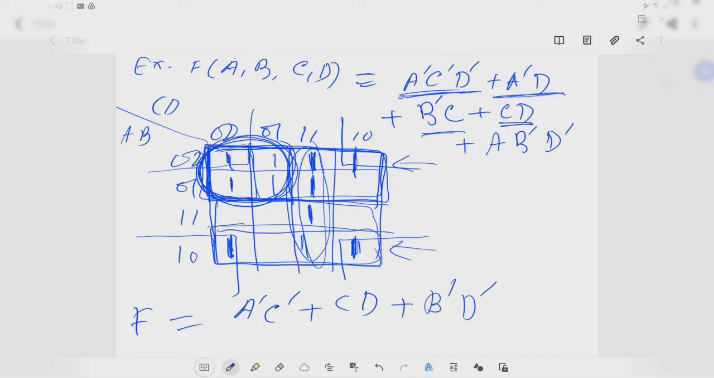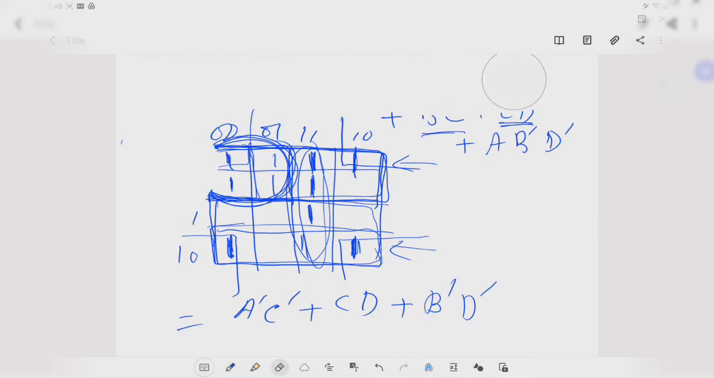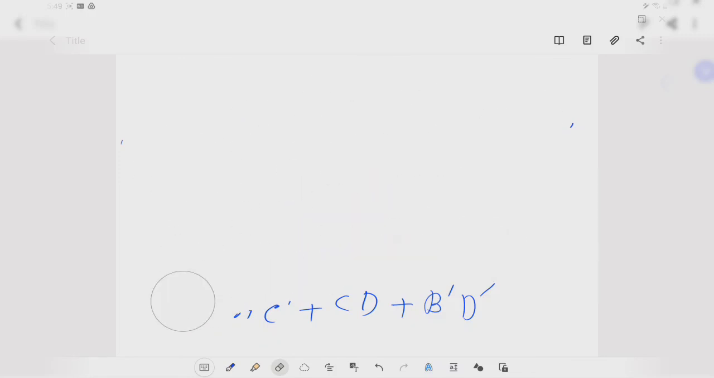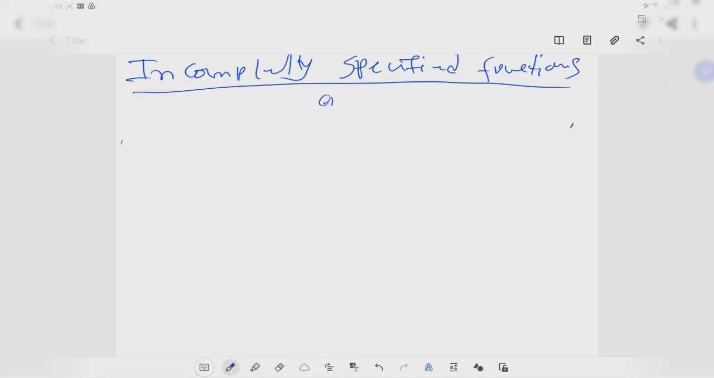Now we study the very last topic of this section, and this topic is incompletely specified functions. When the functions are incomplete, we need to understand a term called the do not care term.